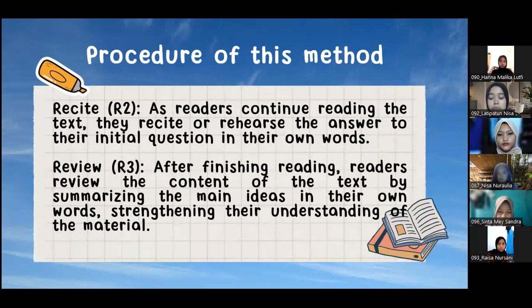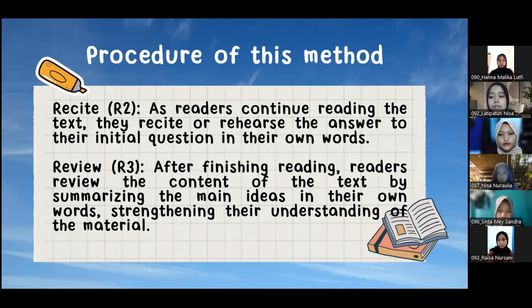And then the R3, review. After finishing reading, readers review the content of the text by summarizing the main ideas in their own words, strengthening their understanding of the material. Yes, in this step, you have to summarize what you have read from step 1 to step 4, and you summarize it with your own words.